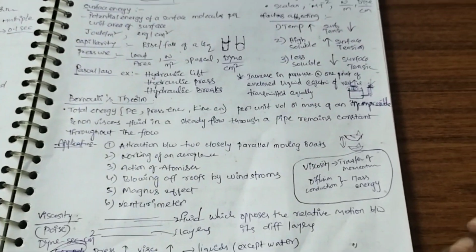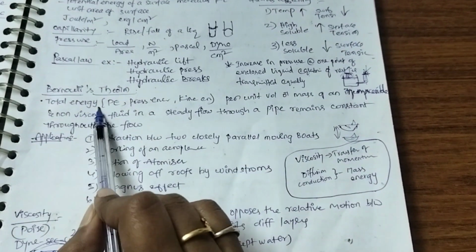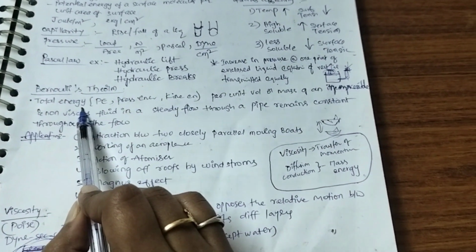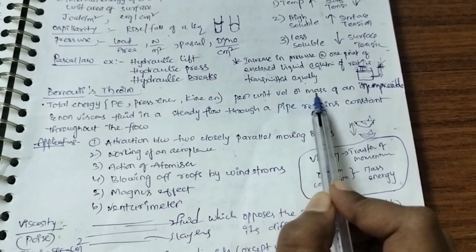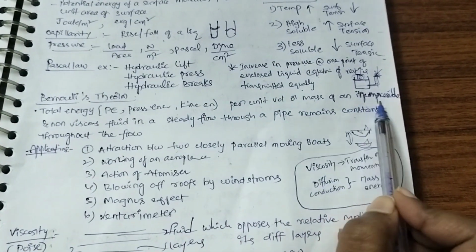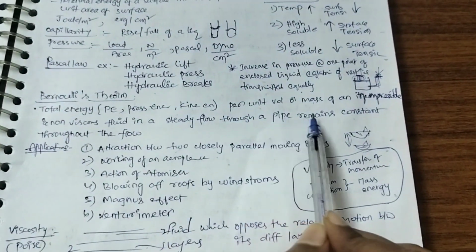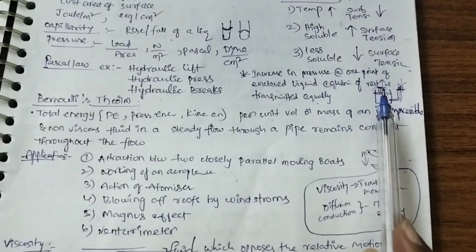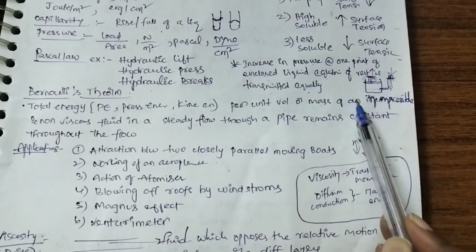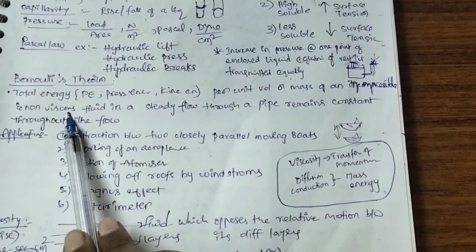What is Bernoulli's theorem? Bernoulli's theorem can be defined as: the total energy, which includes potential energy, pressure energy and kinetic energy per unit volume or mass of an incompressible and non-viscous fluid in a steady flow through a pipe, remains constant throughout the flow. We have to remember that Bernoulli's principle is based on a liquid which is incompressible and non-viscous.